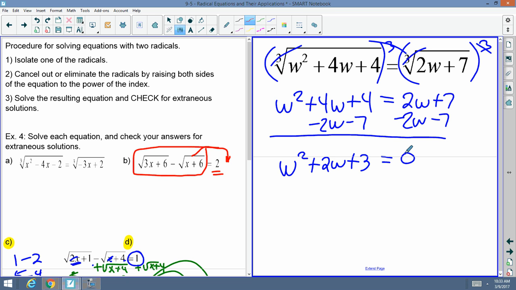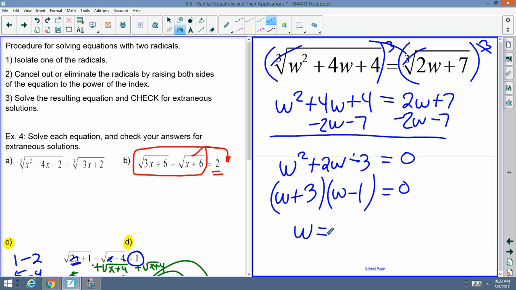How do I solve this? I factor it, yeah. Pay attention. Negative 3. So there's going to be w plus 3 times w minus 1 equals 0. So using the zero product property, w equals negative 3 and 1. Very good. So let's plug it in and see if it works.